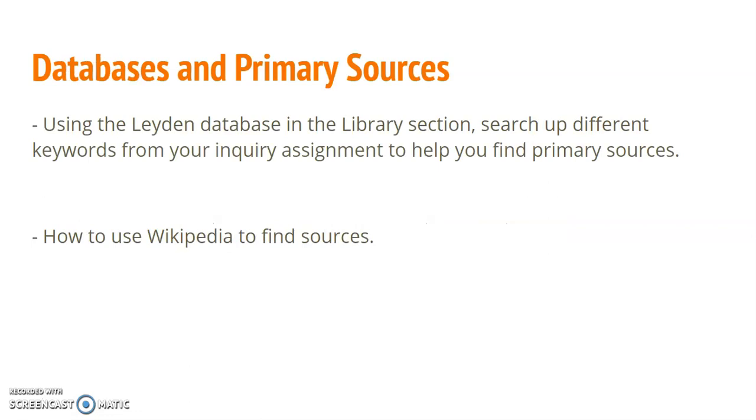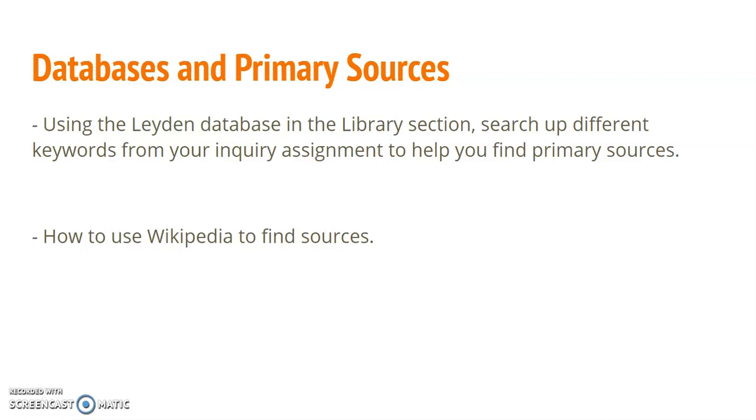So along with sources, I know a lot of us have questions about databases and finding primary sources. I will tell you, being a historian myself, finding primary sources is sometimes the hardest part of the historical process. Primary sources are sometimes really hard to find, right? So I will say again, using the Leiden database is going to be your best bet. Databases are really good with this kind of stuff, right?